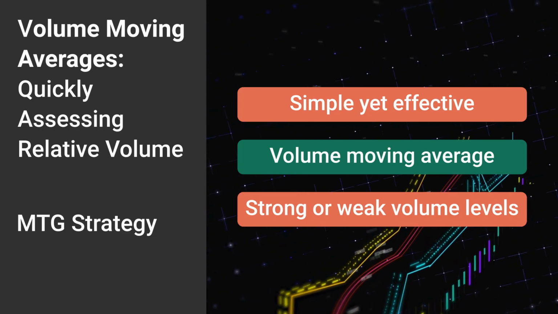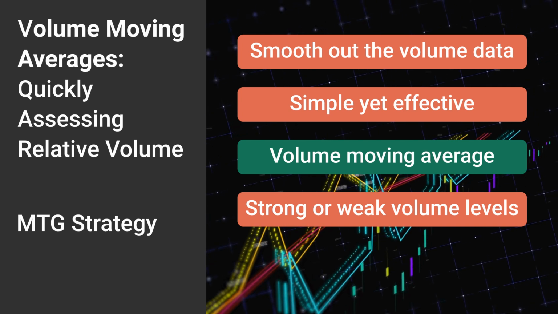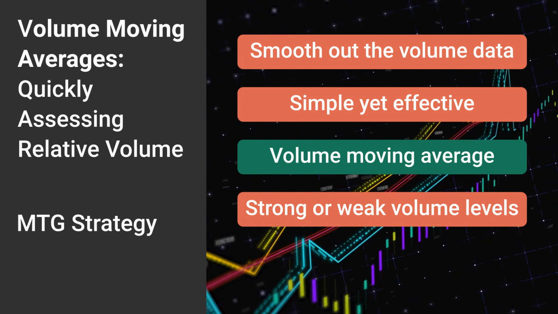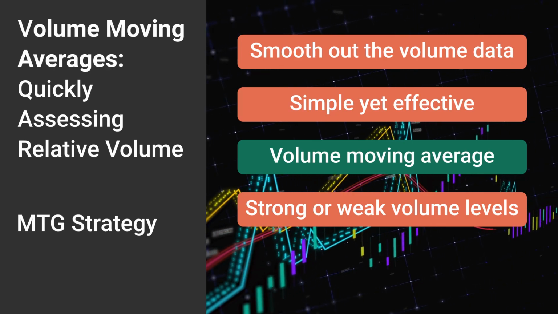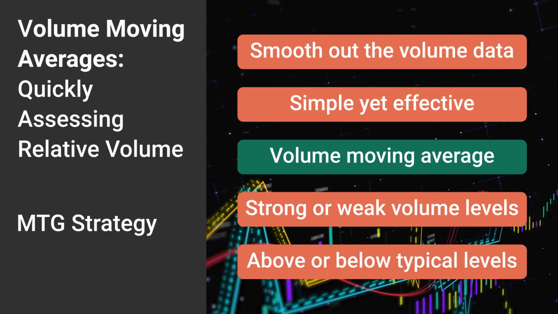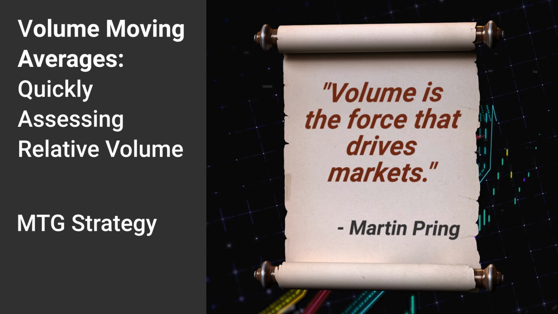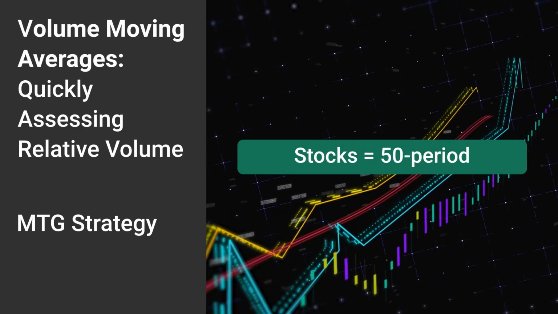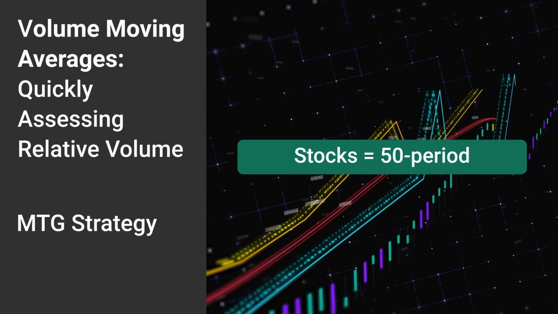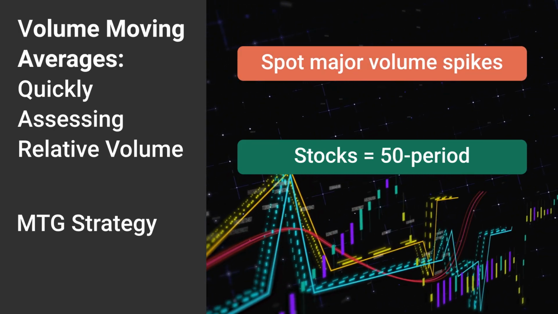Volume moving averages work just like price moving averages, smoothing out the volume data over a specified period of time. By comparing the current volume bars to this moving average, we can instantly find out if the volume is above or below typical levels, providing valuable insights into what's happening beneath the surface of the market. At Morpheus, we typically use the 50-period volume moving average for stocks, as it does a good job of spotting major volume spikes while still smoothing out the noise.